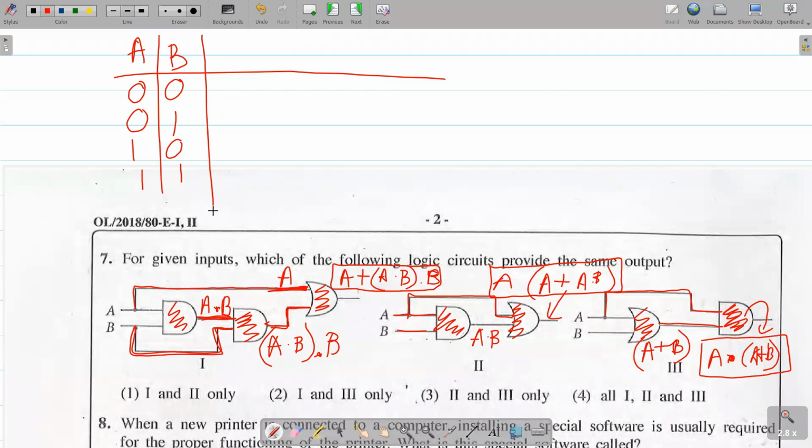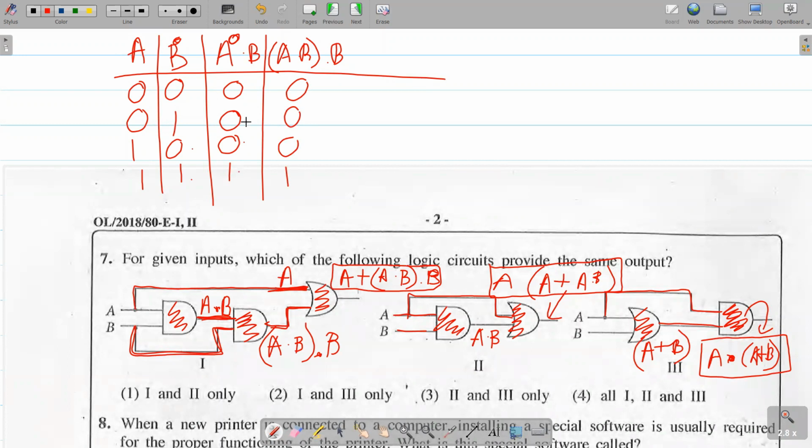So it's 0 0, 0 1, 1 0, 1 1. And first I need to check the first one. So I'm going to take A dot B. So it's going to be 0 0 0 1. And I'm going to do A dot B dot B again. That means this particular one, 1 into 0 is also 0, 0 into 0 is also 0, 1 into 1 is 1. These columns will come. Right, and then the first answer's output, I'll put 1.